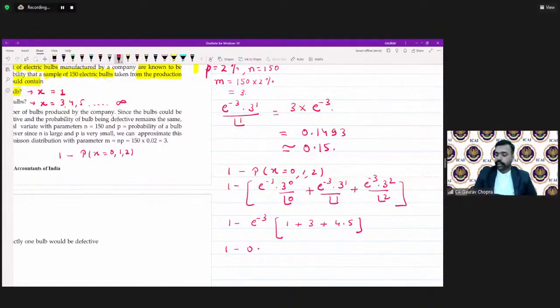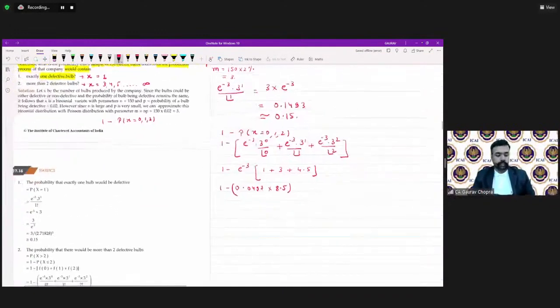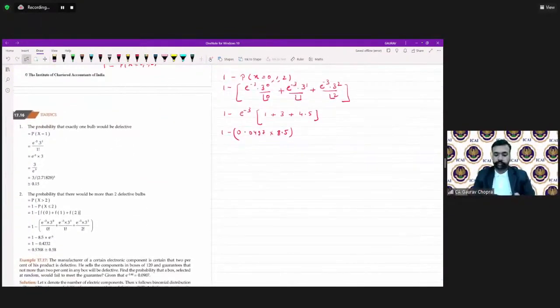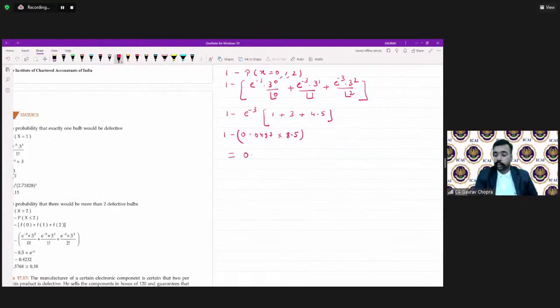So how much are we getting? 0.0497 multiplied with 8.5, and then minus from 1. So we are getting 0.5768. If we round it off, 0.58.